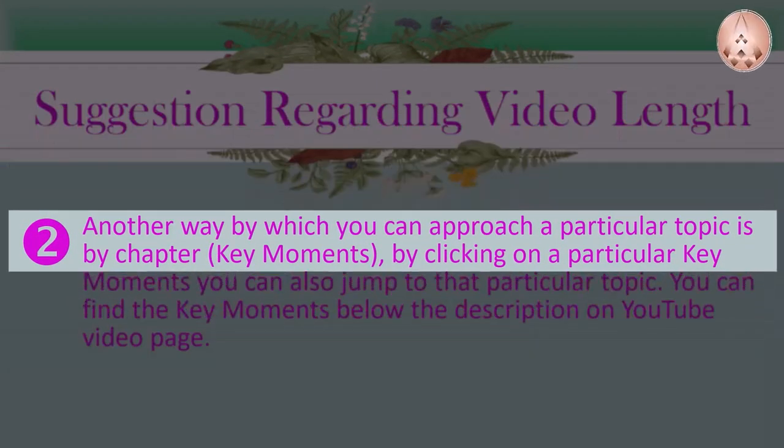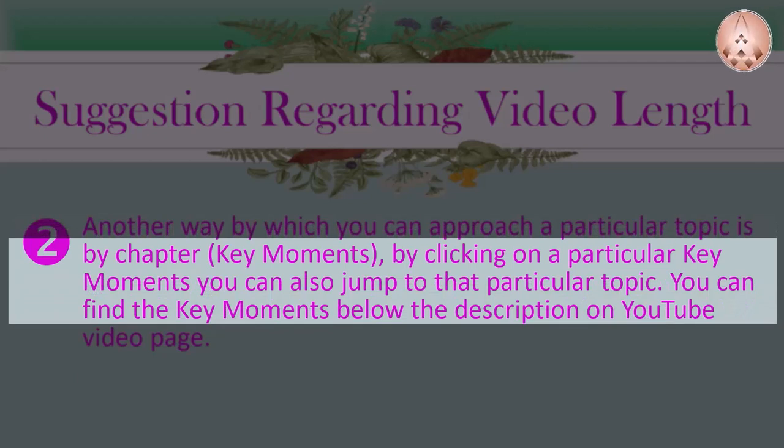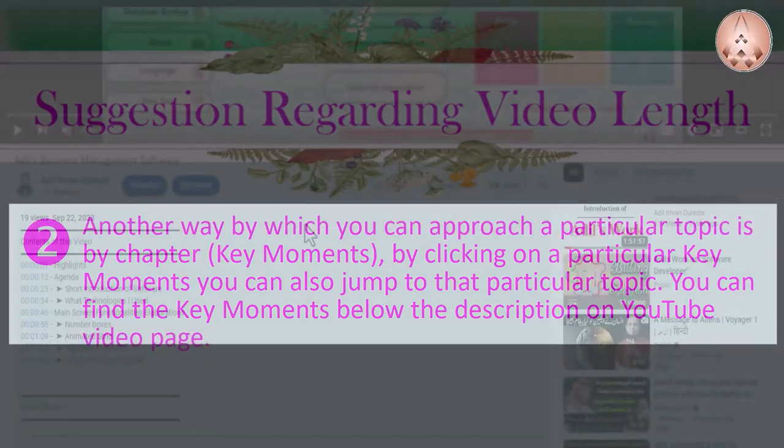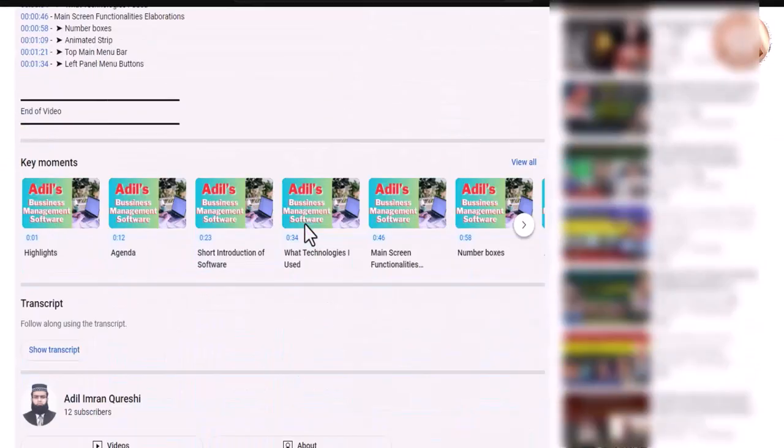Another way by which you can approach a particular topic is by chapters or key moments. By clicking on a particular key moment, you can also jump to that particular topic. You can find the key moments below the description on the YouTube video.